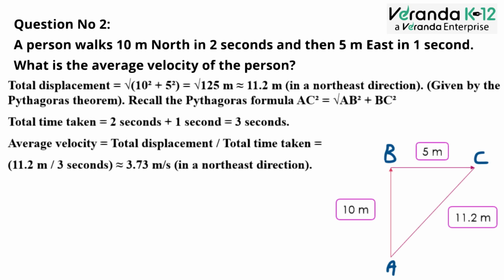Now moving on to calculating the total time taken, which is 2 seconds plus 1 second, and which gives you 3 seconds. What is the formula for average velocity? Total displacement by total time taken. So you need to substitute the values, that is 11.2 divided by 3, which gives you 3.73 meter per second. Also here specify the direction as northeast direction because average velocity is also a vector quantity.